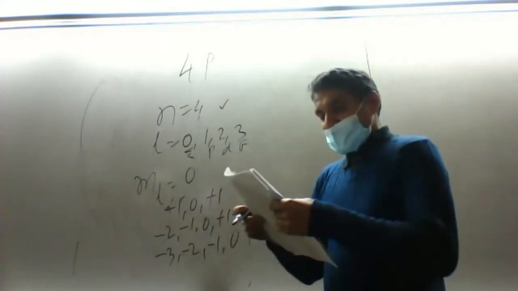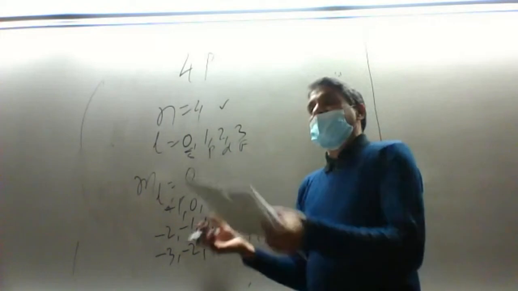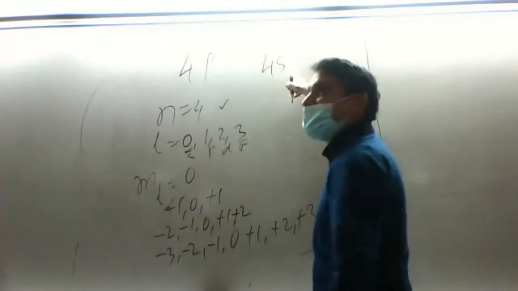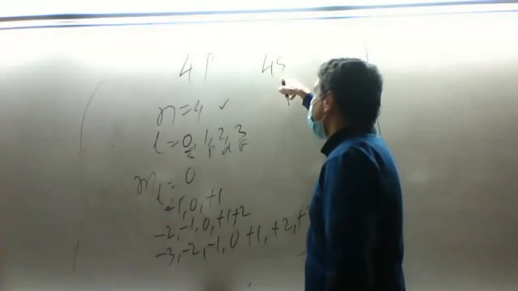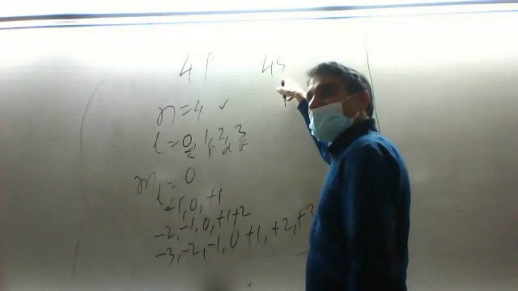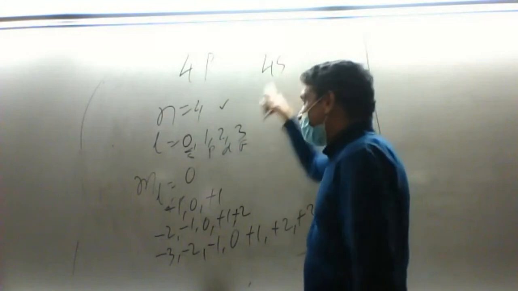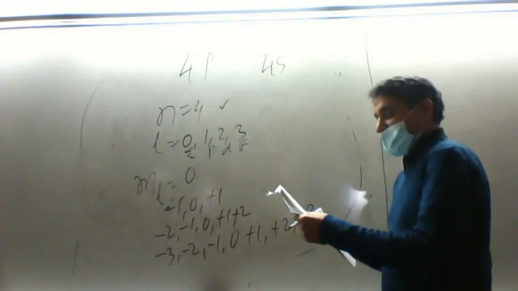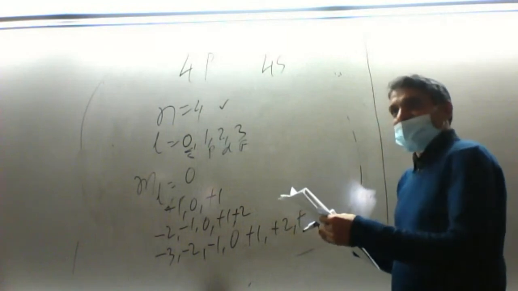Because it is writing n equals 4 and L equals 0, and if L equals 0, this is only possible for 4s. That would be good if it were 4s, but it is asking for P, so definitely that's wrong. L equal to 0 cannot be 4p.